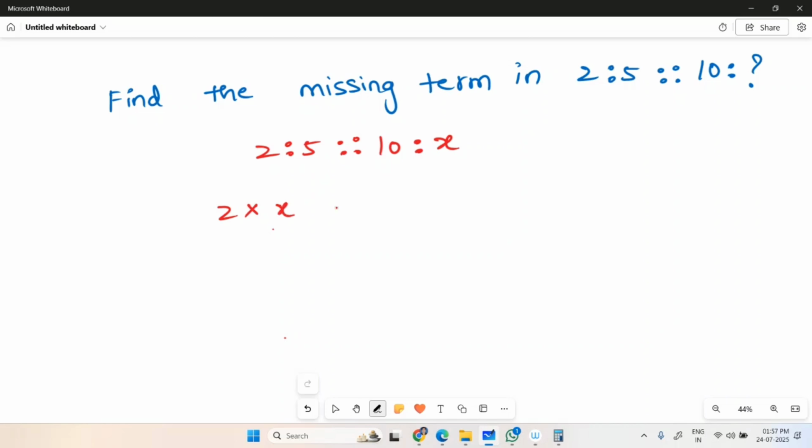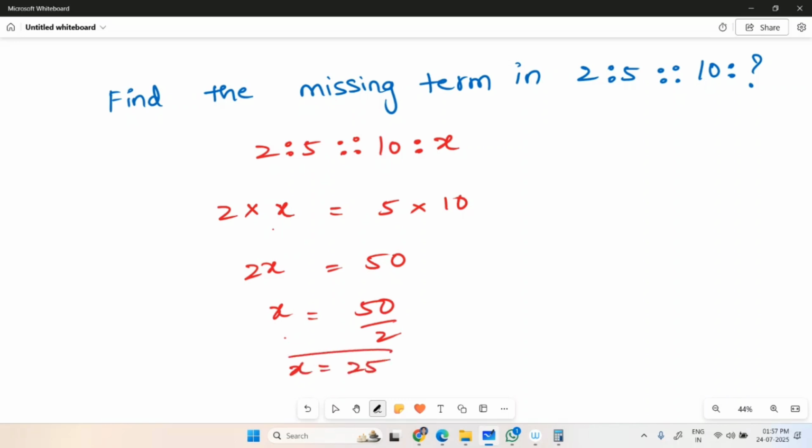2 times x equals 5 times 10. So 2 times x equals 2x, 5 times 10 equals 50. x equals 50 over 2, which is nothing but x equals 25. That means the missing term is 25. We can write it as 2 is to 5 as 10 is to 25. Here to cross check, 2 times 25 is 50, 5 times 10 is 50. So these ratios are in proportion.